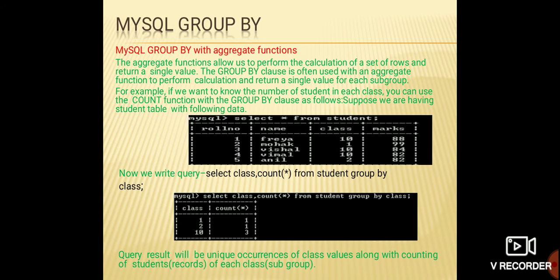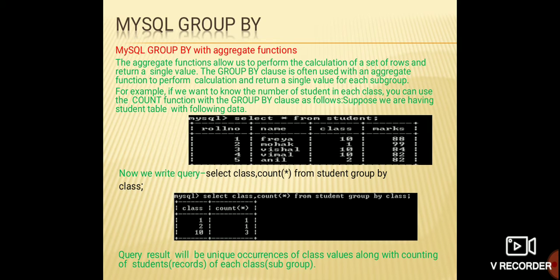I want to count also how much data is being inserted in each class. From the table name, what is it? Student. Group by, how will it be grouped? According to class it will be grouped. Okay, so what will the output be? Class 1. So what will the counting be?